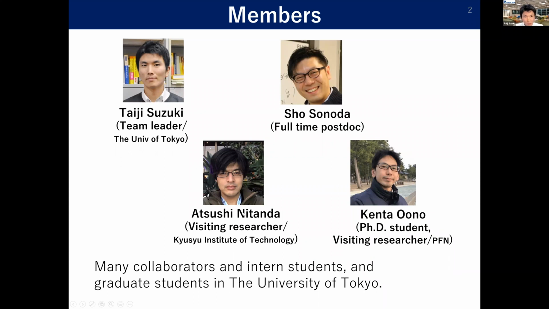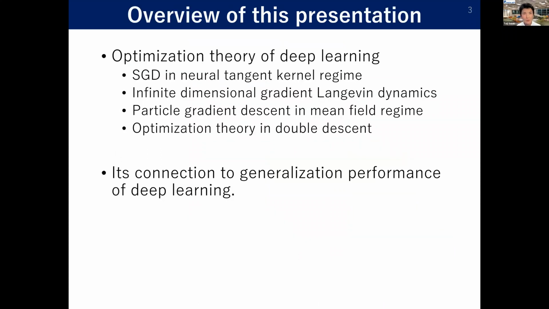Okay. So this is an overview of my presentation. Today I will mainly focus on the optimization theory of deep learning. Instead of very practical optimization techniques of deep learning, I will mainly focus on some fundamental theories of optimization theory. I will show some convergence rates or some global optimality of optimization techniques. In particular, I will talk about 4 topics.